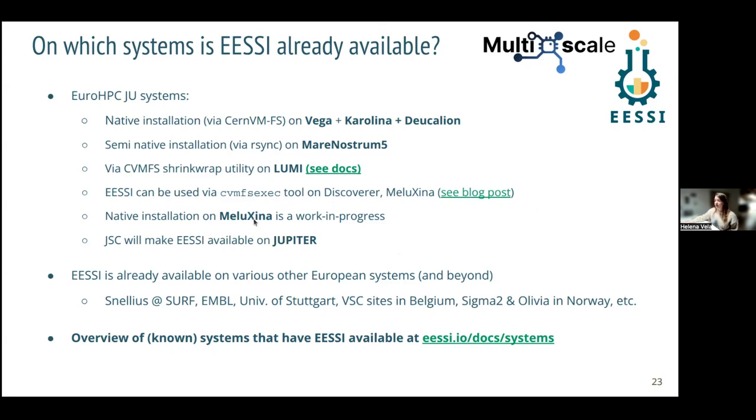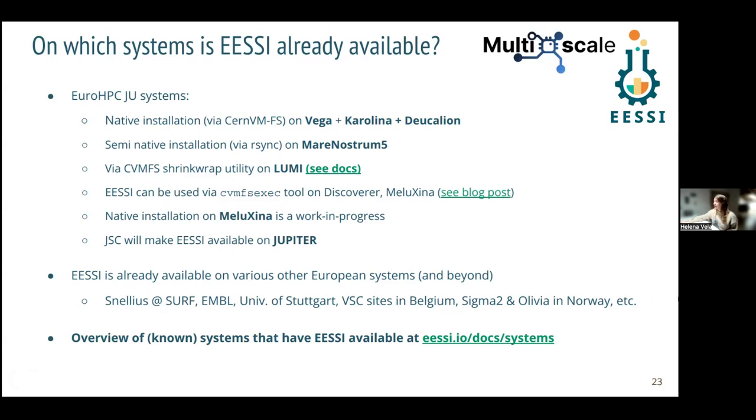And then there are works in progress like Jupiter. And it will be available on Jupiter for sure. The work is there already in place. We just need the machine to be fully in production. And it's for the super big machines, but you also have it available on some other tinier, smaller European systems.